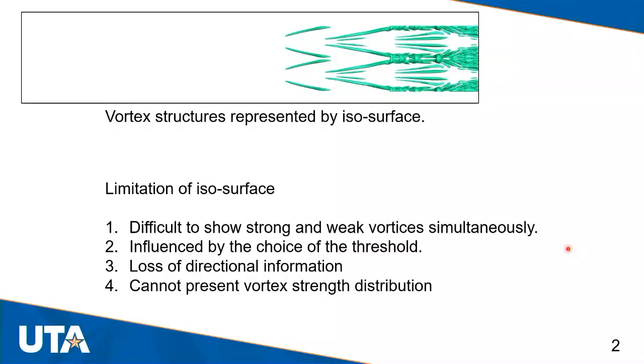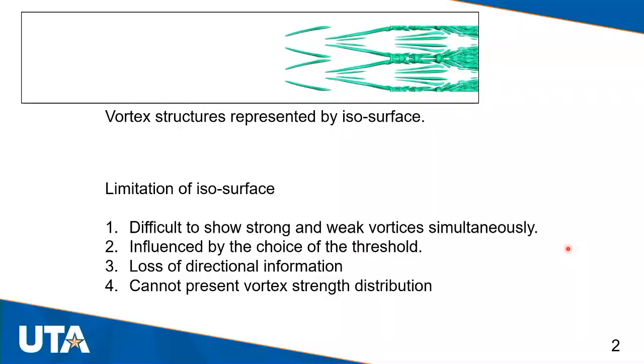The third limitation is that looking at the isosurface, we cannot tell the direction of the rotation. Maybe you may say, for these lambda vortices, you can tell the rotation direction because the shape of the isosurface is like a line. But when the vortex structure becomes more complicated, it does not show you a clear direction. So we do not know how the vortex is rotating inside the isosurface.